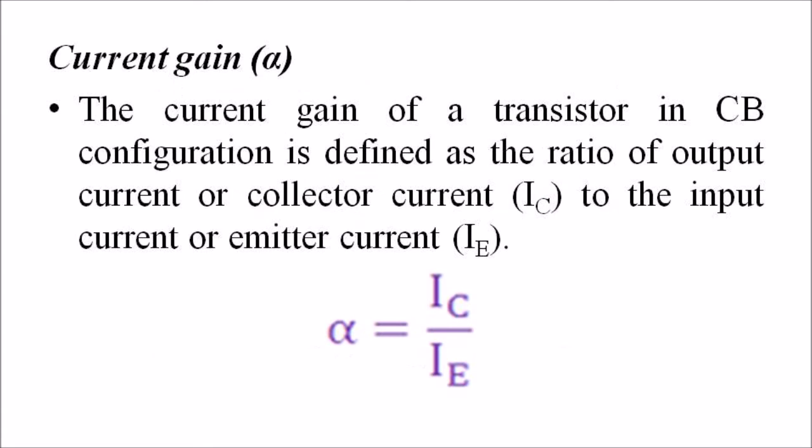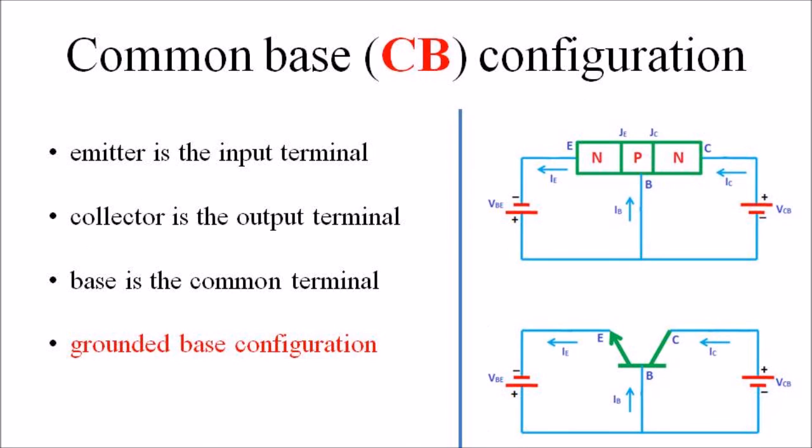The third factor is the current gain, which is represented as alpha. The current gain of the transistor in CB configuration is defined as the ratio of the output current, that is the collector current, to the input current or emitter current. That is, alpha is equal to IC by IE. The current gain of the transistor in CB configuration is less than unity, and the typical current gain of a common base amplifier is 0.98. So my dear students, these are the input characteristic, output characteristic and different factors affecting the common base configuration of a transistor.